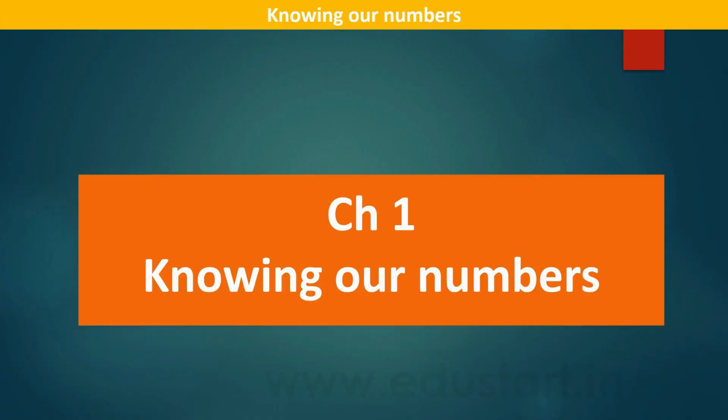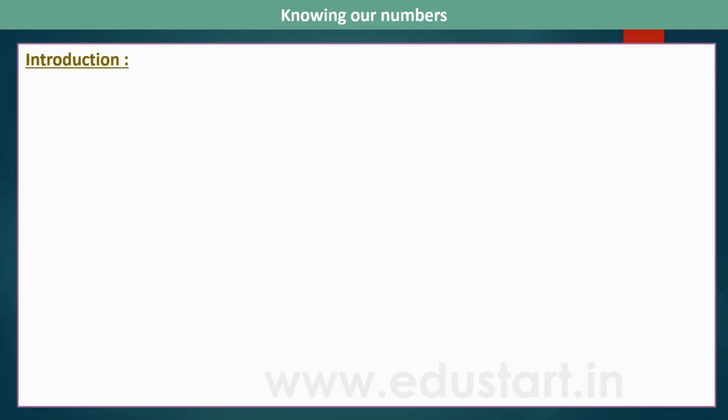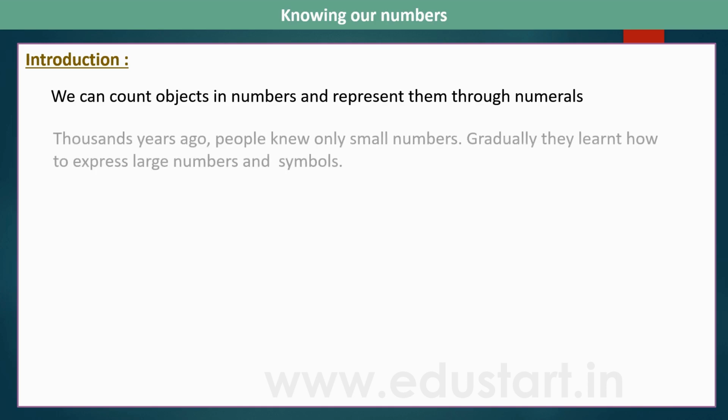Chapter 1, knowing our numbers. Introduction. We can count objects in numbers and represent them through numerals. Thousands of years ago, people knew only small numbers. Gradually they learned how to express large numbers and symbols.